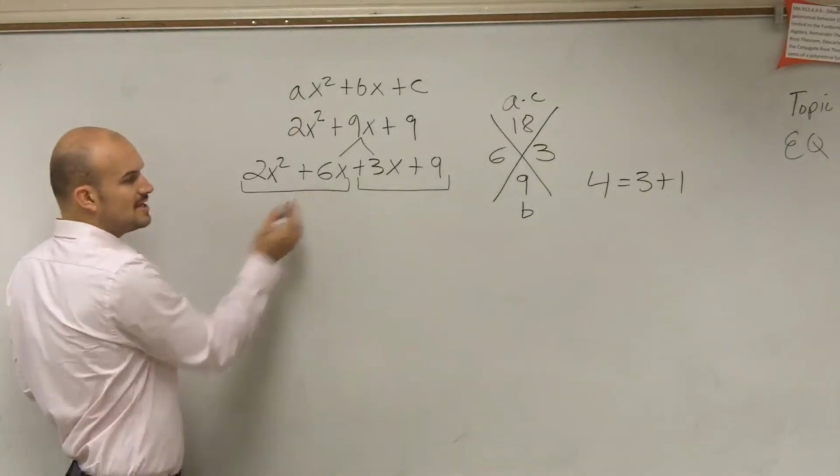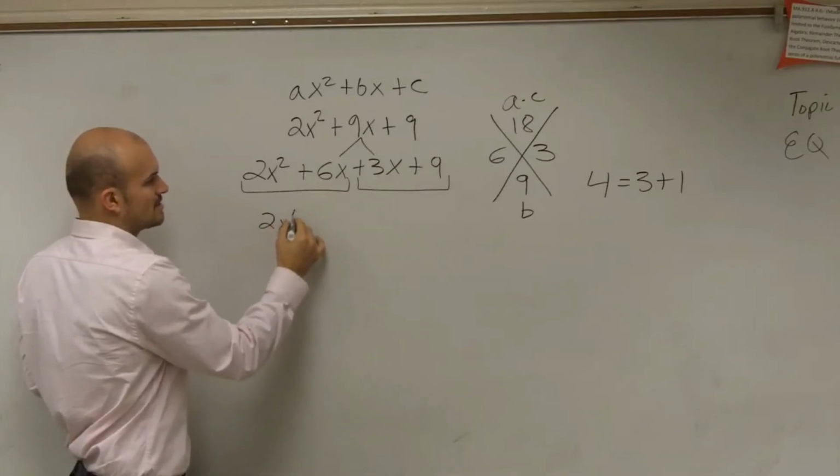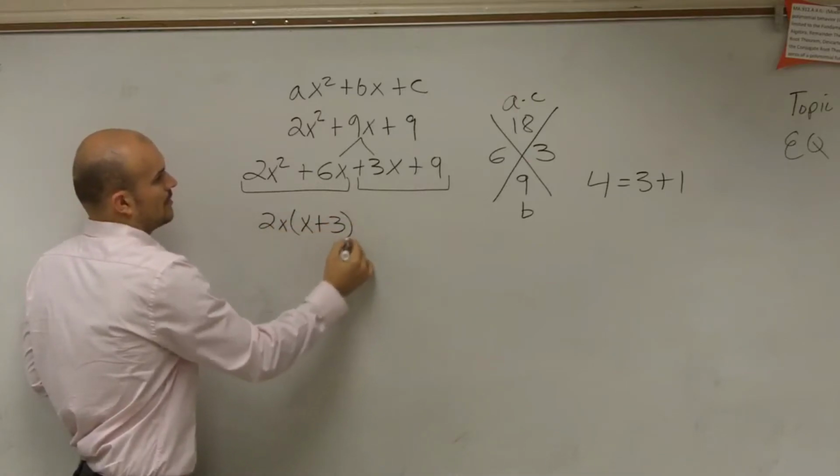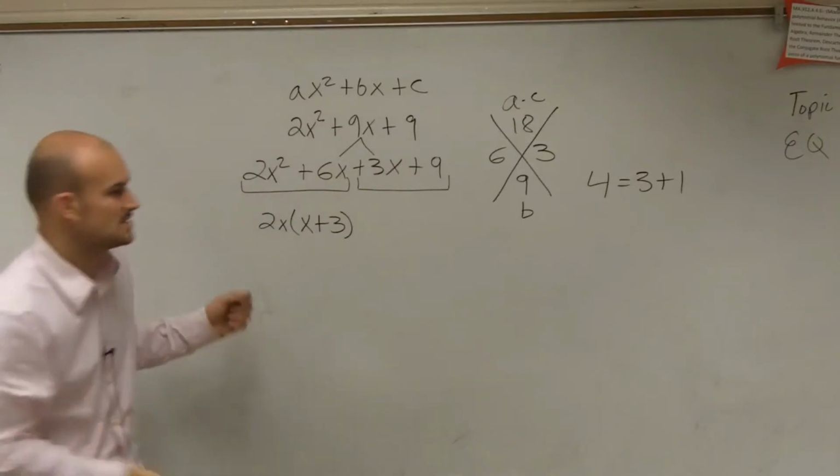So I ask, what is the GCF of 2x squared plus 6x? And you can say it's going to be a positive 2x. Then you ask, what's the GCF of 3x plus 9? And you could say it's a positive 3.